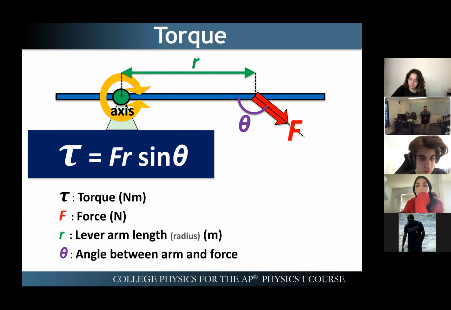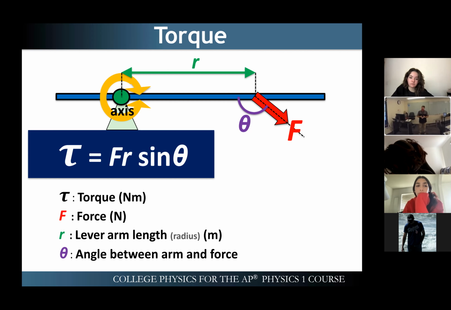Now the units for torque are Newton meters because we're taking newtons as force times meters, the length of your lever arm, times an angle in radians. And again, the radians are a unitless value, so we don't call it Newton meter radians. We just say it's Newton meters, but we need to use radians in our angle.